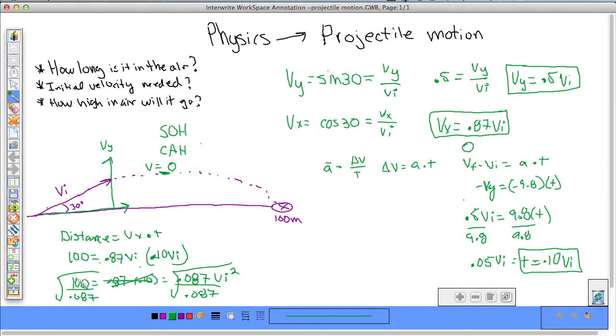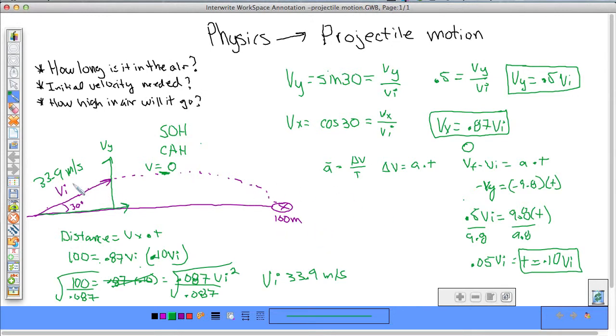So I take the square root of 100 divided by 0.087, and I get my initial velocity equals 33.9 meters per second. Well, there we go. So this is 33.9 meters per second. All right, so I figured out the initial velocity that I'm going to chuck it at, and that's the total velocity it's going to take to go exactly 100 meters. And now that I have that, I can figure out a whole bunch of other things.